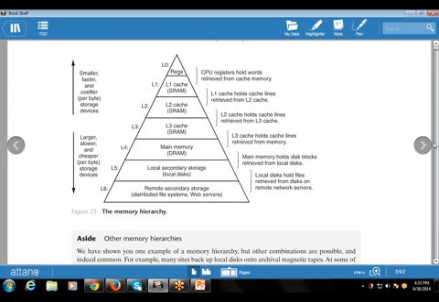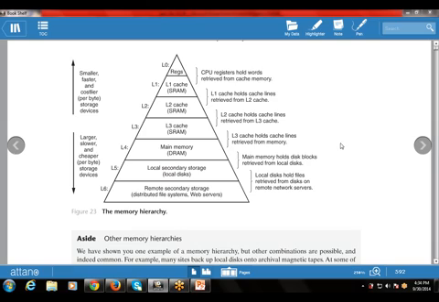So if I say there are only 4 concepts, which 4 concepts? One is registers, one is cache memory, one is main memory and one is secondary memory. This is your registers and these 3 types are cache memory, that is L1 cache, L2 cache and L3 cache. Then next is your main memory, that is your primary memory. Then local secondary storage, that is your local disk, a part of the secondary memory. And then remote secondary storage, also a part of the secondary memory.